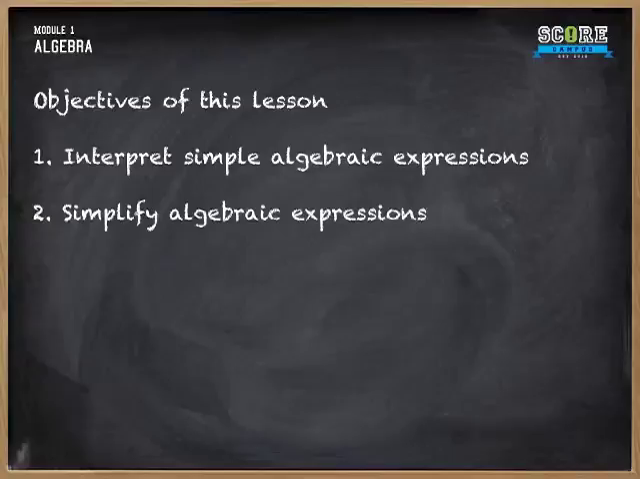Now, when simplifying algebraic expressions, we treat them like regular numbers. Hence, we use the usual rules that apply to the order of operations. Do the expressions within the brackets first, followed by multiplication and division, and finally addition and subtraction. And the most important rule here, always work from left to right.